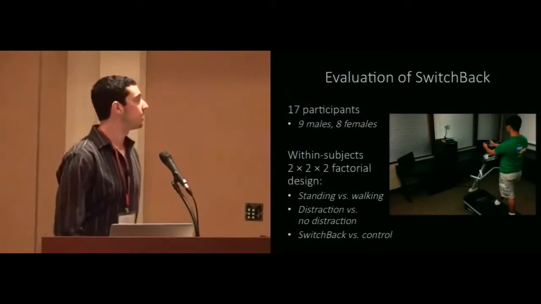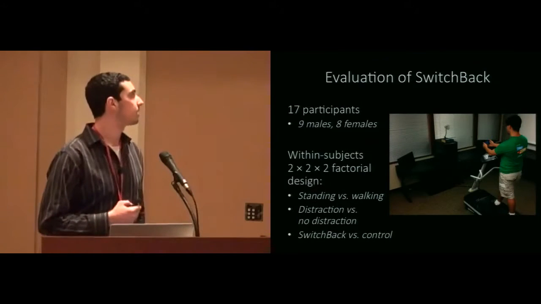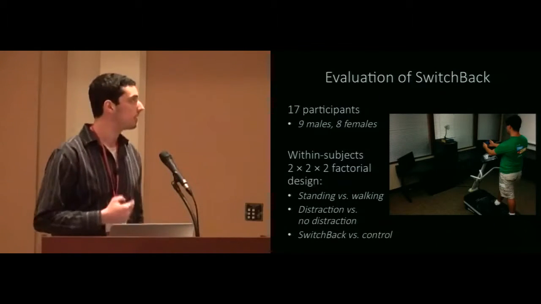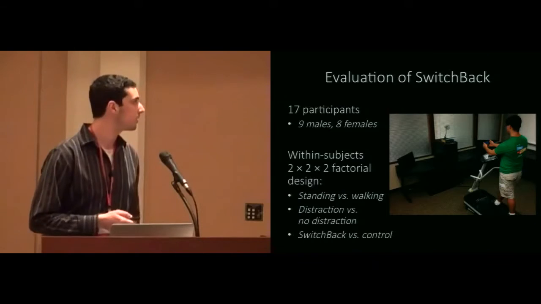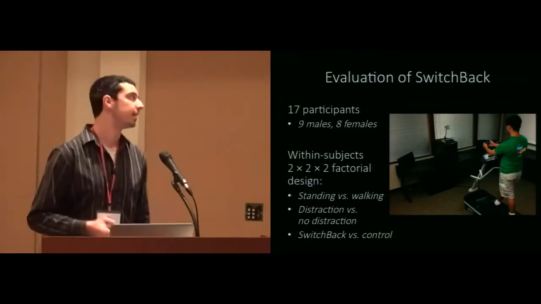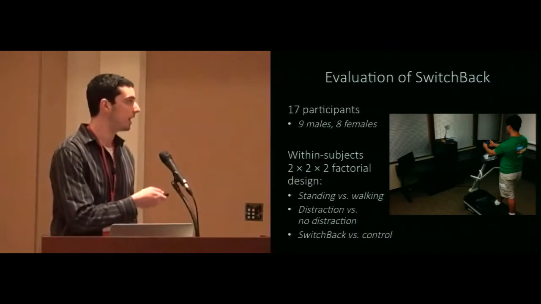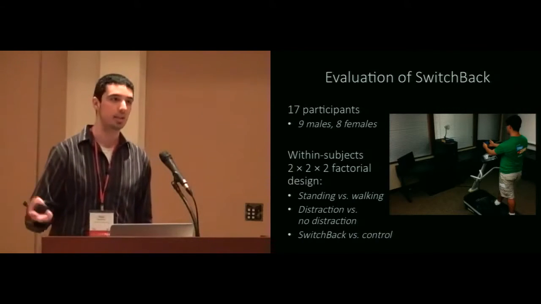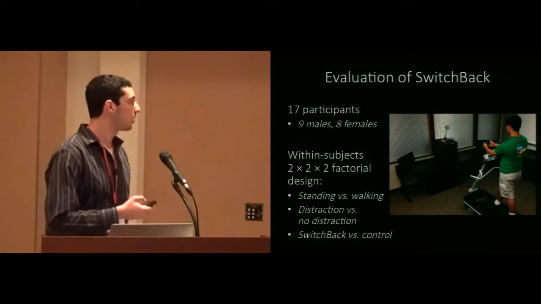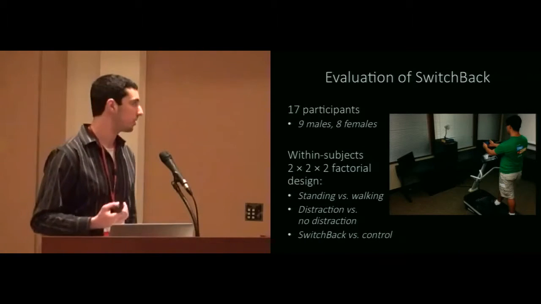So on our evaluation here, we had 17 participants: 9 males, 8 females. And this was a more complicated study, a 2 by 2 by 2 factorial design. First we have the standing and walking condition, where, yet again, the user was either walking on the treadmill or standing.